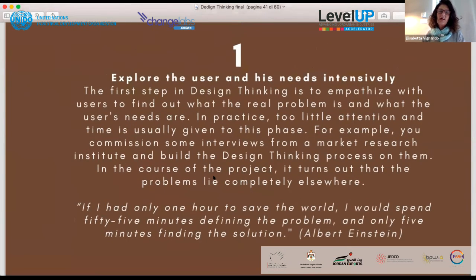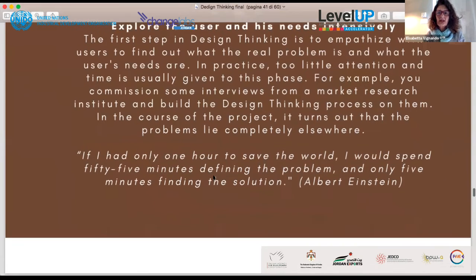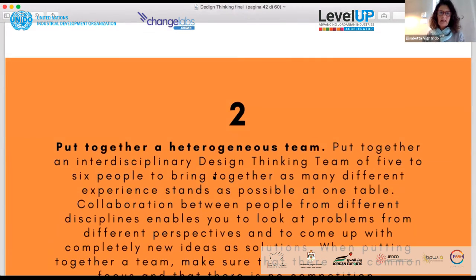I like very much this sentence of Albert Einstein. If I had only 1 hour to save the world, I would spend 55 minutes defining the problem and only 5 minutes finding the solution. So defining the problem is the key point to understand how the right solution can come up.